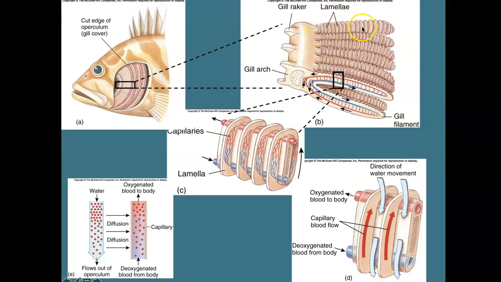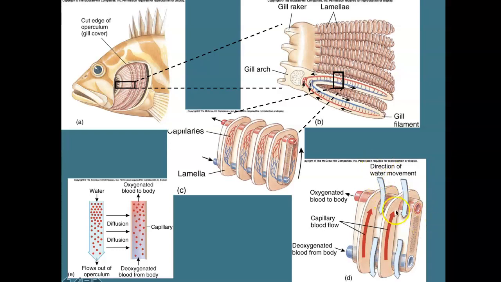So here's the gill filaments, and then you can see the folds here called the gill lamellae. These are the folds that maximize our surface area. Now this is cool. This gets into what we call countercurrent exchange. And what it does is it's really smart. It maximizes your diffusion gradient.